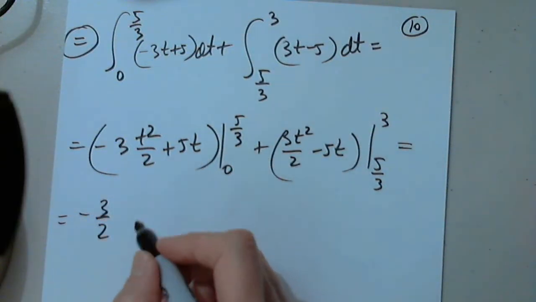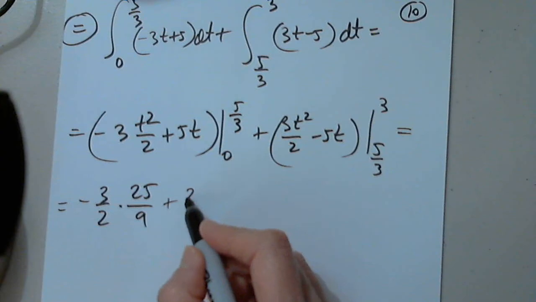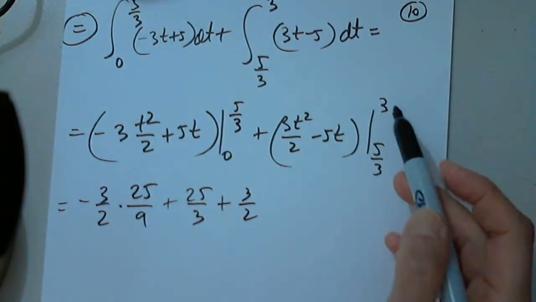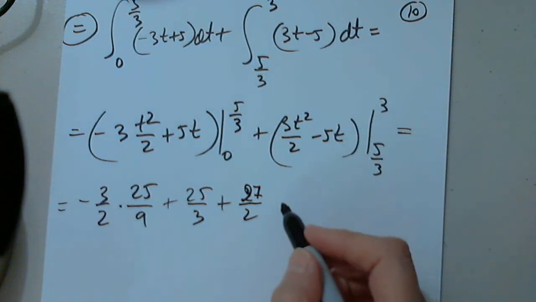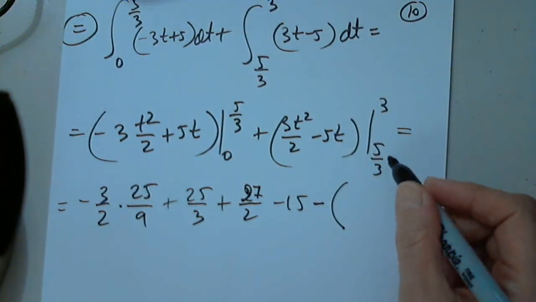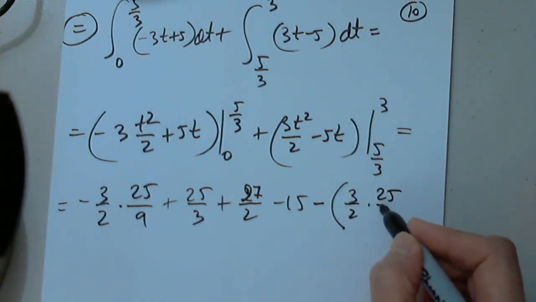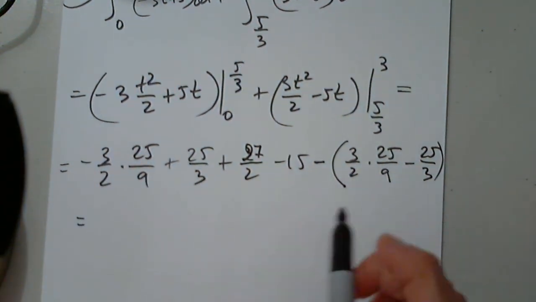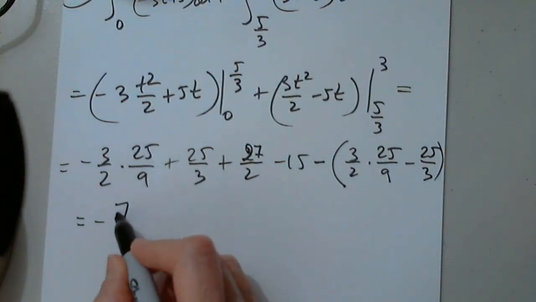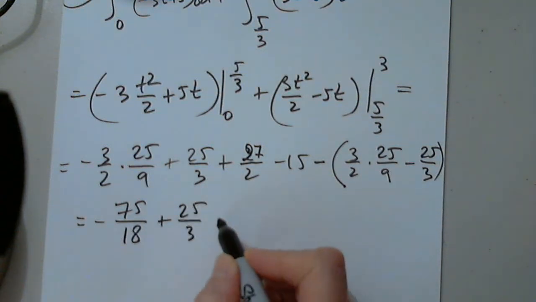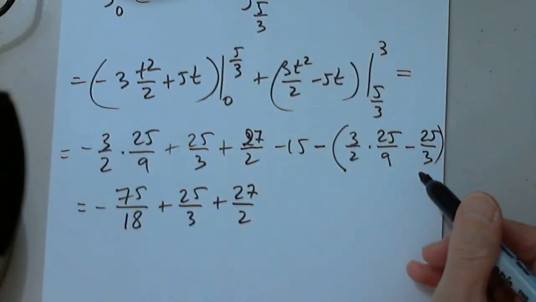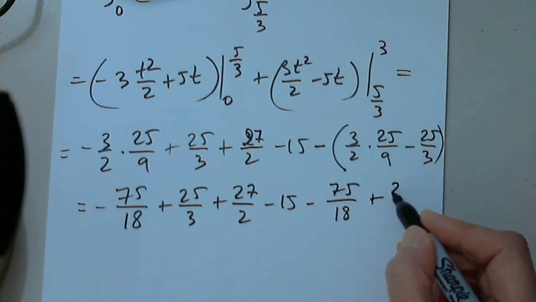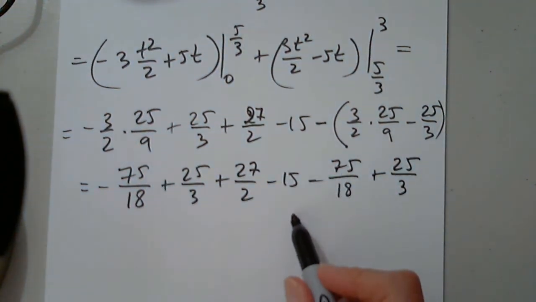So negative 3/2 times 25 over 9 plus 25 over 3. Luckily, I don't have to plug in 0. Good. Plus 3/2, okay, so this is 27/2. And this is minus 15. Minus, so I don't forget, 3/2 times 25 over 9 and minus 25 over 3. Okay, 75 over 18 plus 25 over 3 plus 27 over 2. This is what I don't want you to spend time on the test or the final. Okay, minus 75 over 18 and plus 25 over 3. So I'm just going to say etc.